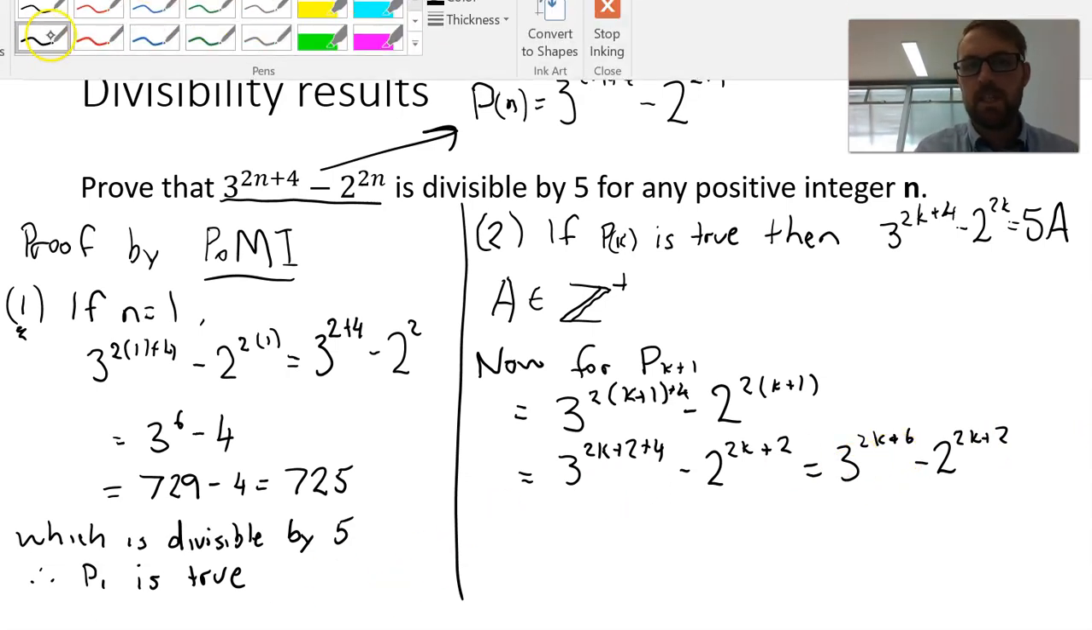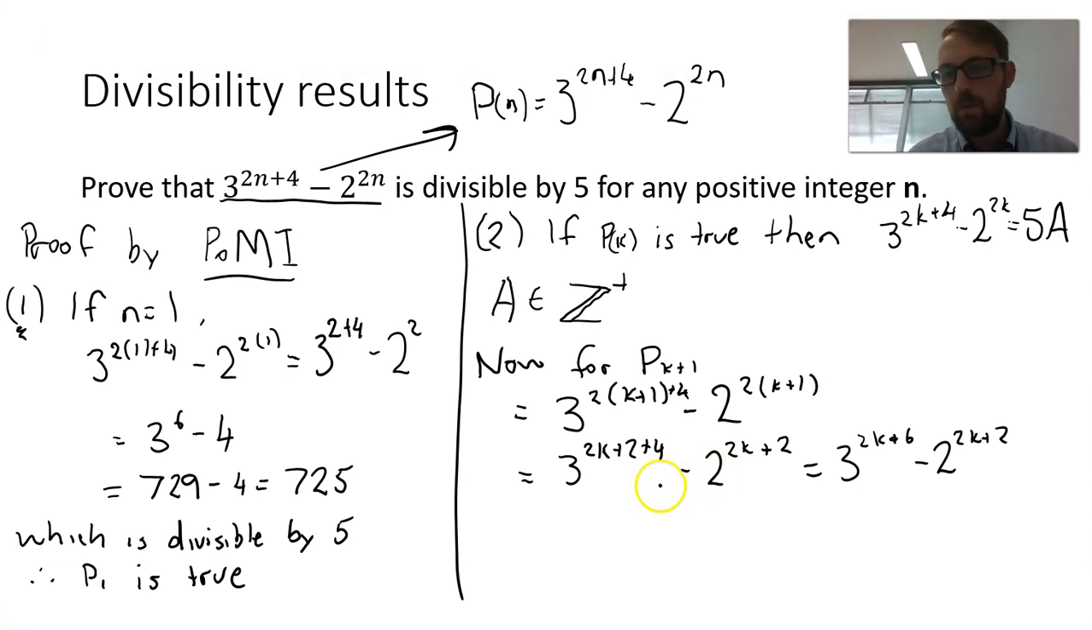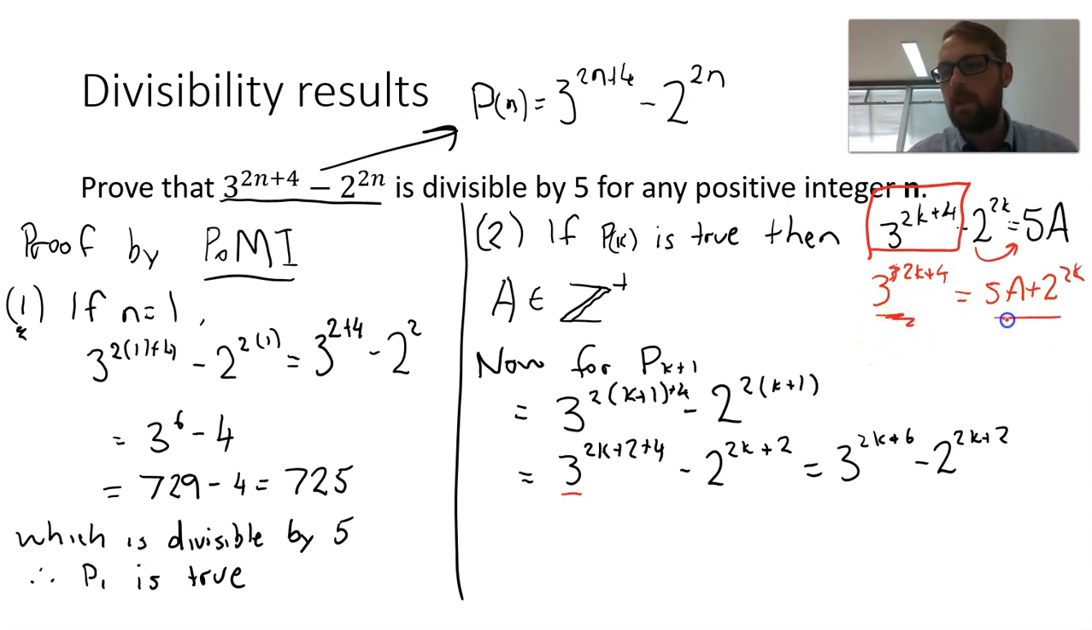The next thing I want to do is something that's a little bit tricky. And I could have probably left it in that first term, not simplified. What I want to do is write out this first part of my answer so it looks like this. Because if we rearrange this, if we take this 2 to the power of 2k to the other side, I'm left with 3 to the power of 2k plus 4 equals 5a plus 2 to the power of 2k. So I can take this part and make it look a lot simpler over here.